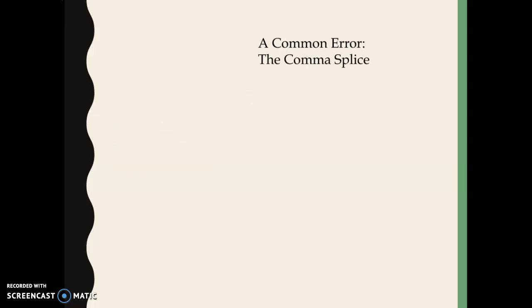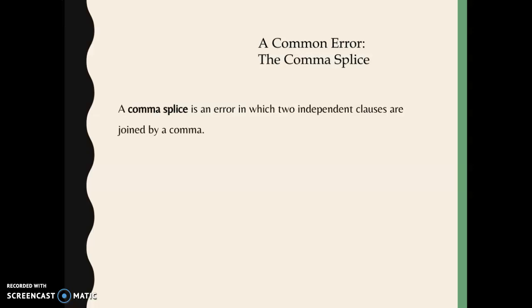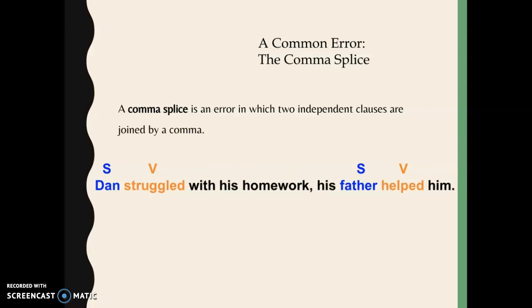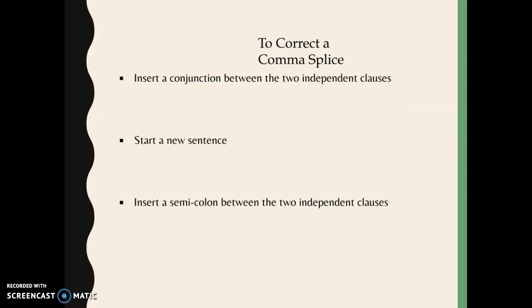Down to the end, we're looking at that common error we talked about, the comma splice. A comma splice is an error in which 2 independent clauses are joined by a comma. So here's an example. Dan struggled with his homework, comma, his father helped him. Well, there's 2 separate sentences there, so we can do it several ways.